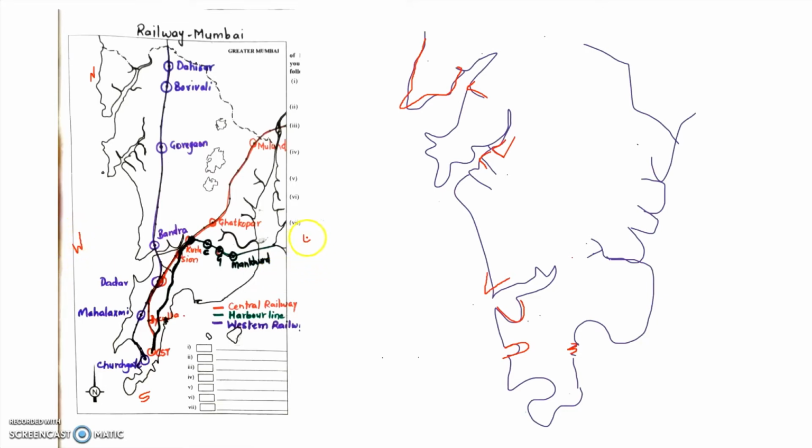Okay, so we have the Western Railway line, right? And you have traveled through the Western Railway line. It connects to the Central Railway line at Dadar station, that you all know. Now remember all these shapes.